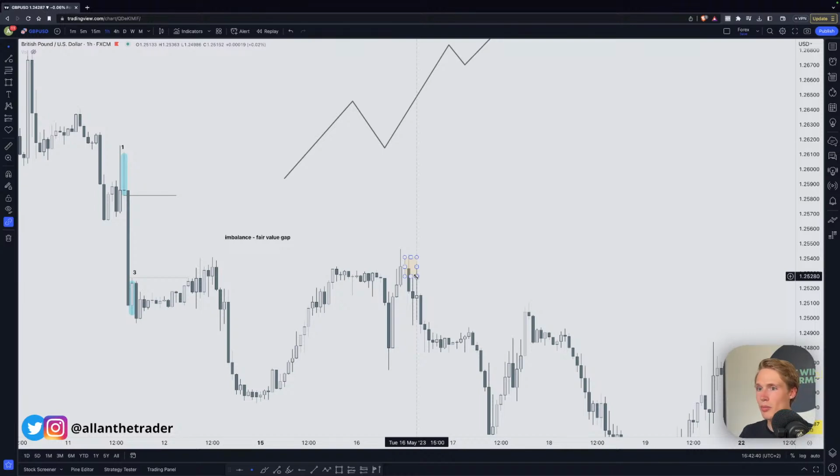So it's really important, in my opinion. An imbalance or a fair value gap, as you would like to call it, is really important. And if you don't see it in your supply or demand zone, then it's not a good entry.